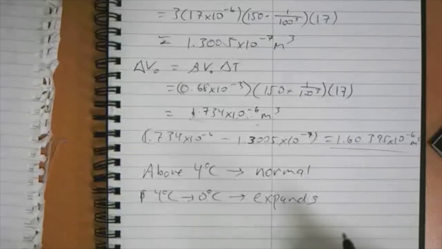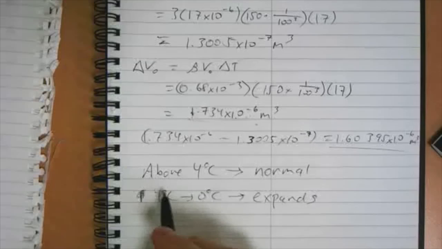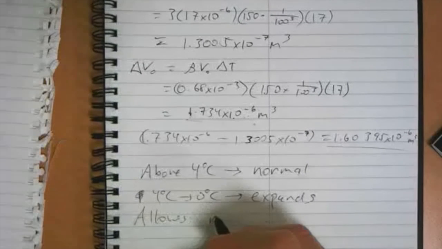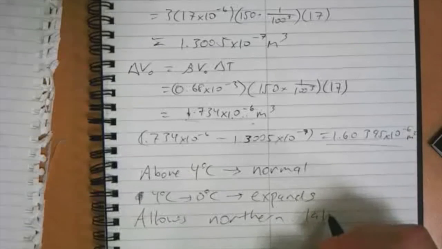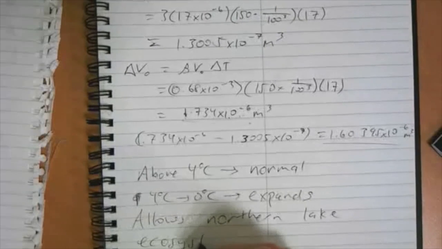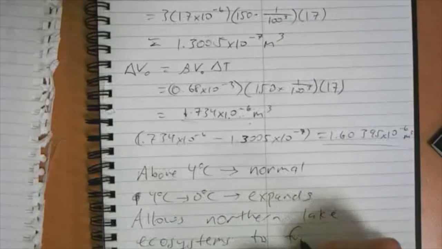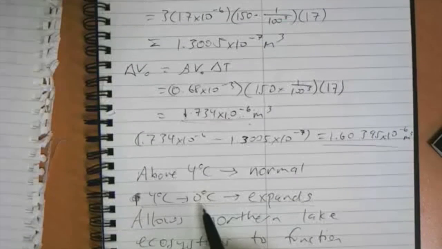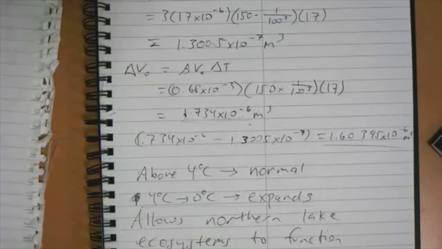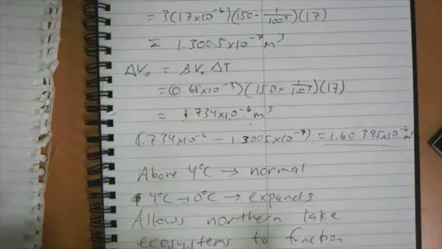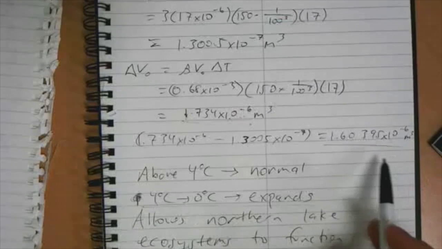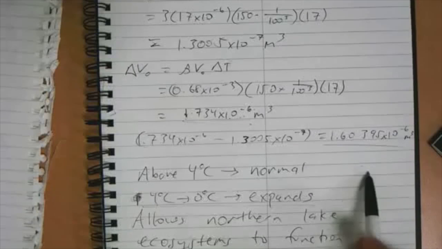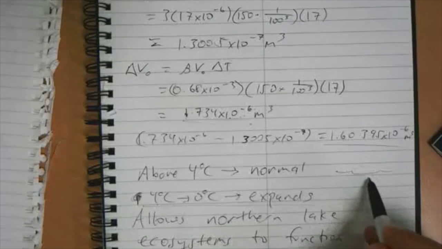Now this bizarre property of water allows northern lake ecosystems to actually function, because as the water at the top cools from 4 degrees Celsius down to 0, it becomes less dense, and so it stays at the top. Normally, as water cools, it contracts, so the water at the top would cool, and then because it contracts, it's denser, so it sinks to the bottom, and the warmer water comes to the top, then it cools, and the water just cycles up and down.